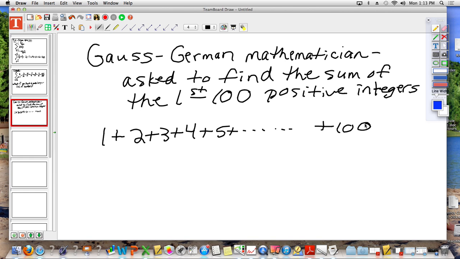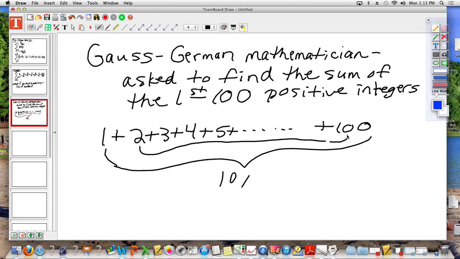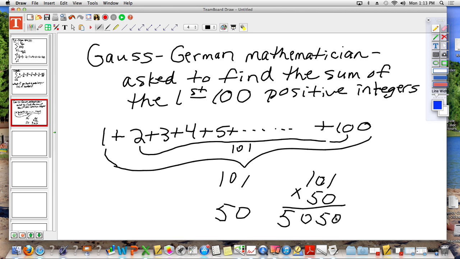The first and the last one will be 101. And the second and this one will be 101. And it continues. 3 and here is 99, 98, and 98 will be 101, and it will continue. And since we're adding 2, it will be altogether 50. So you just multiply, and it will be 5,050. Yes, she was right.